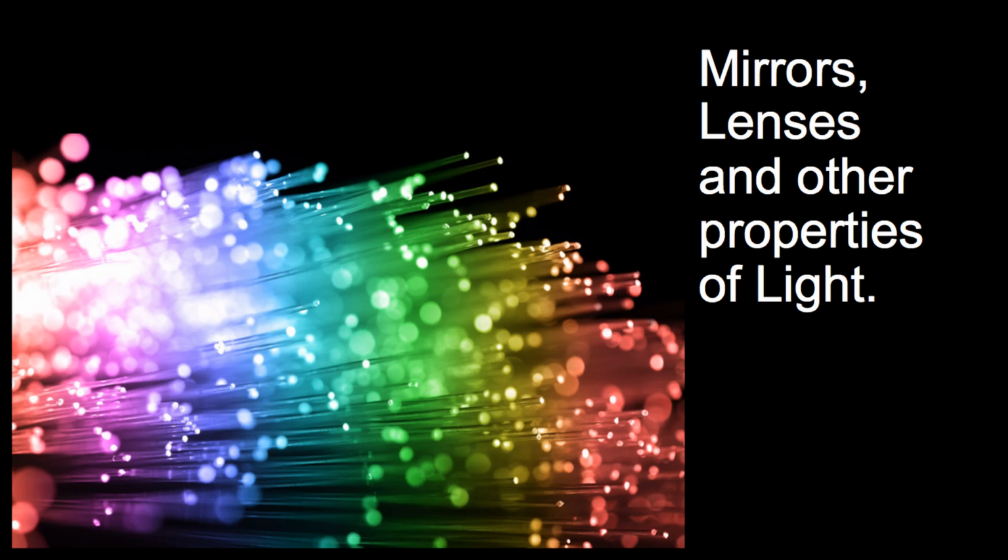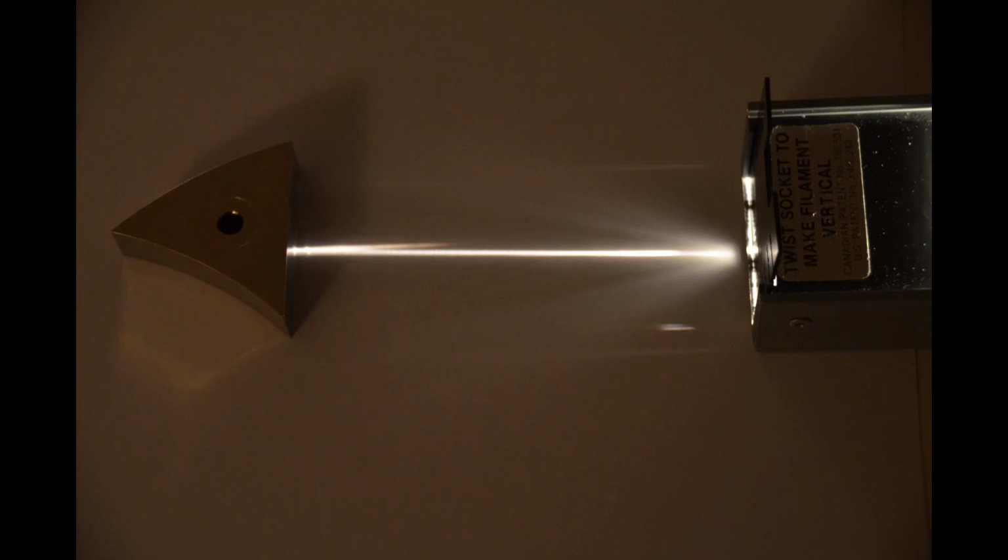The purpose of this video is to give you a visual representation of mirrors, lenses, and some of the other properties of light discussed in this course. This first diagram represents reflection from a plane mirror.